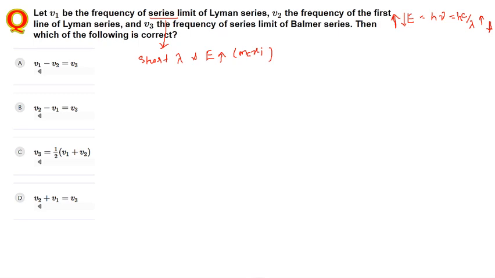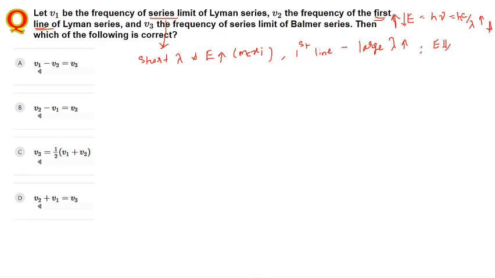Next one, first line of the series. See what they have mentioned here. First line of the Lyman series: what do you mean by the first line? The first line is the one having the largest possible wavelength. Large wavelength lambda here. If the wavelength is largest, what about the energy? The energy will be decreased.